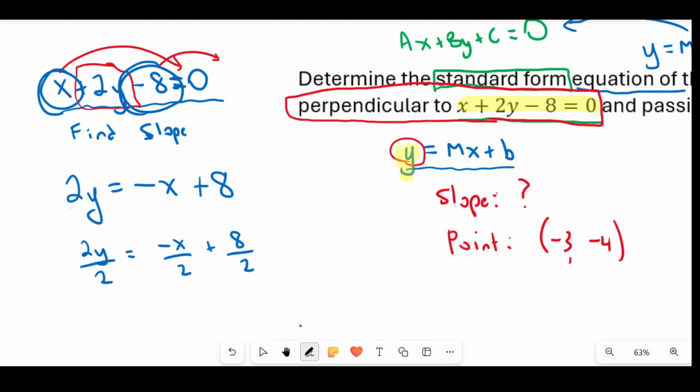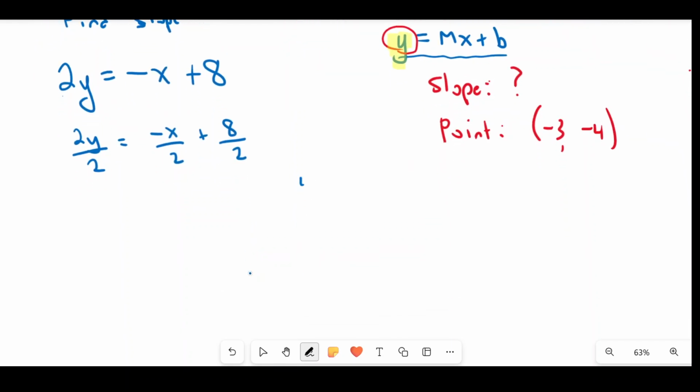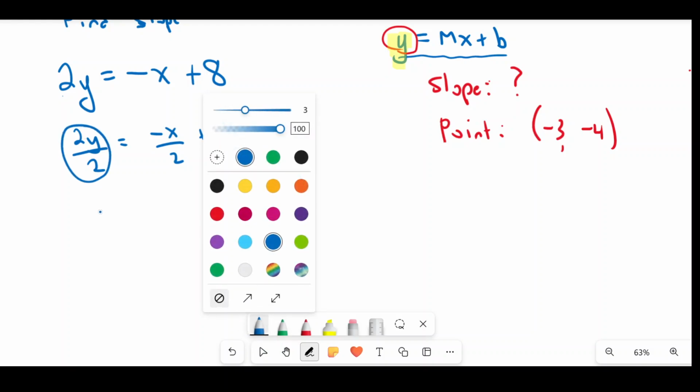So let me take a minute here and clean up some of that math that I've been working on. So what do we get when we deal with all that divide by 2? So 2y divided by 2 is y.